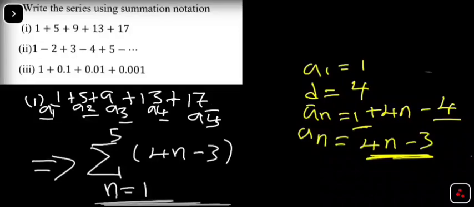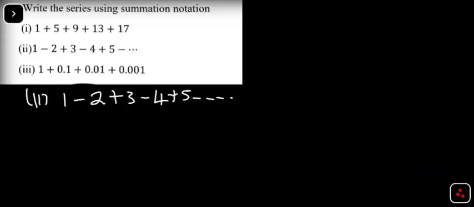That's how you answer such questions. Now let us proceed to the second one. Question 2. We have 1 minus 2 plus 3 minus 4 plus 5. What type of series is this? This is an infinite alternating series, because the absolute value of the terms increases by 1.